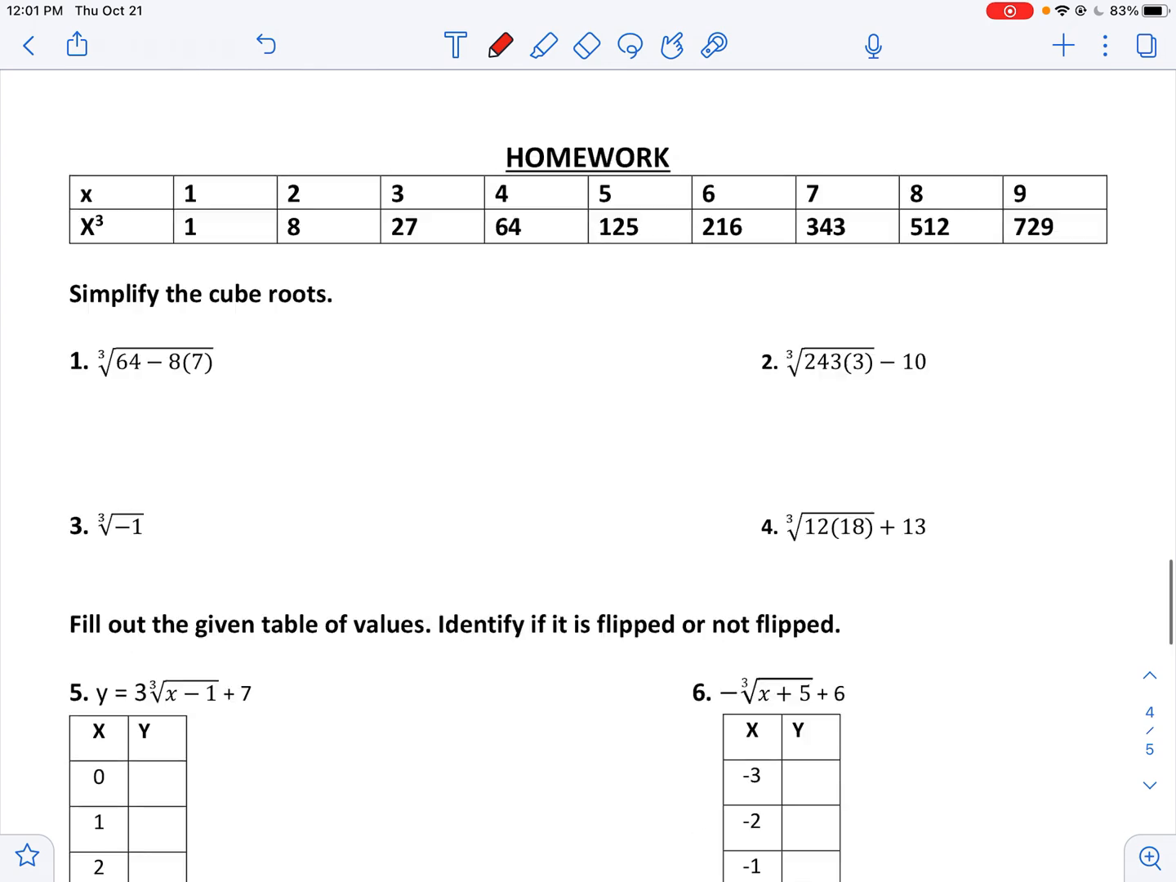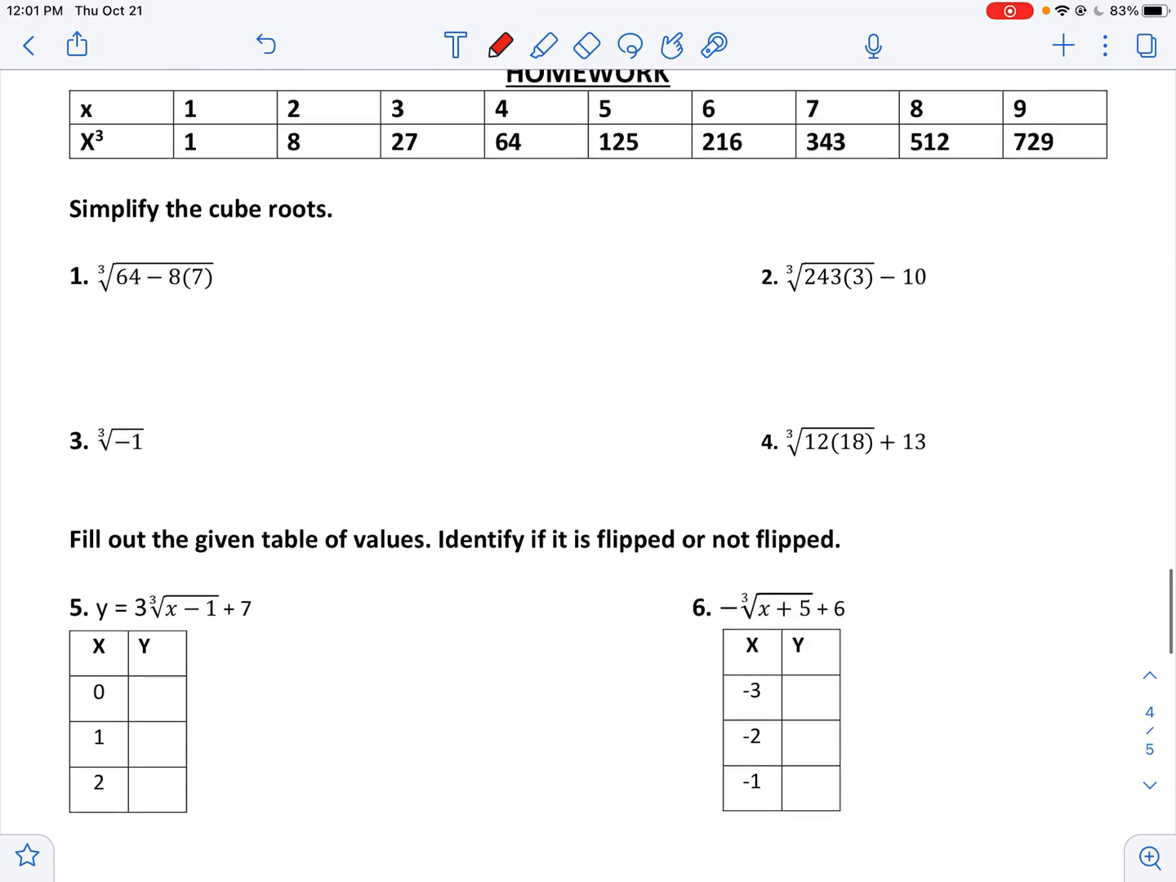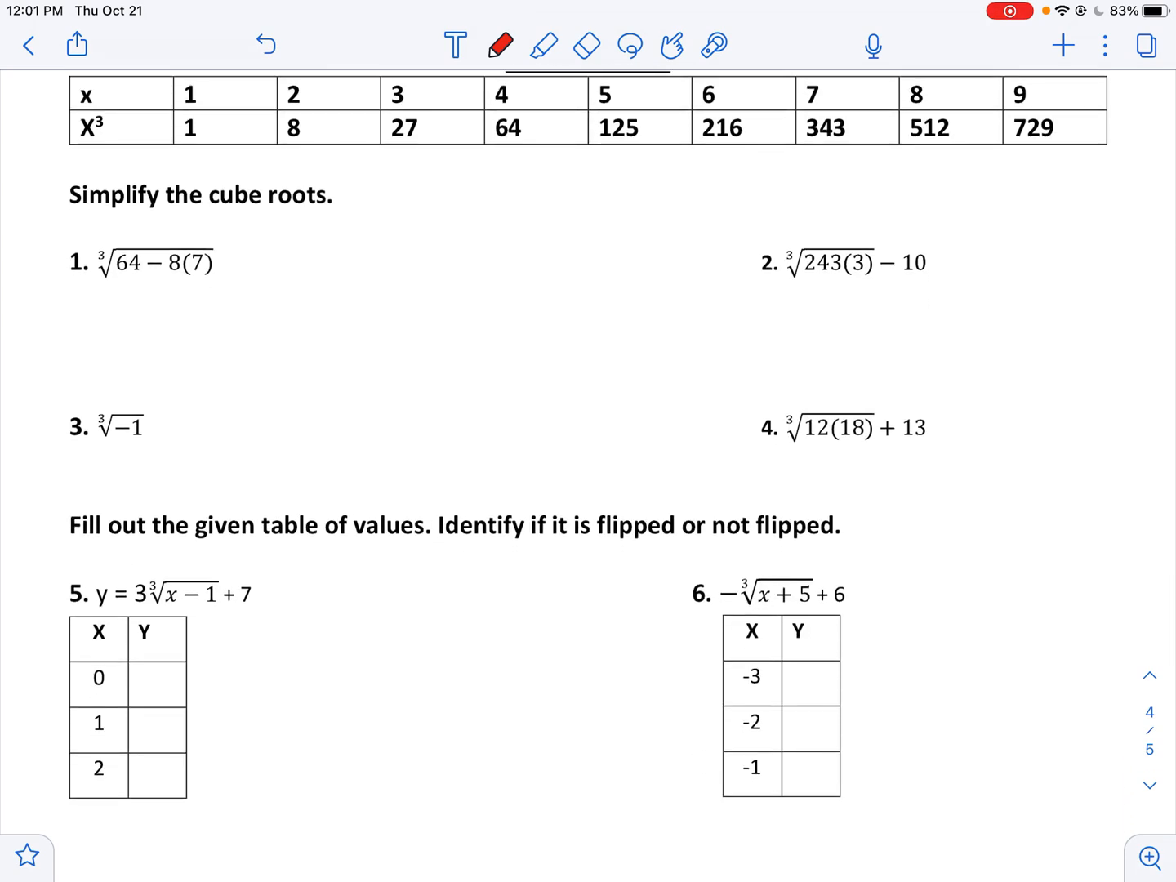If you'd like to try a couple more problems, here are 4 more problems you can try. I would pause the video, try these on your own, and then unpause and check your work. So this would be cube root of 64 minus 56, which would be the cube root of 8, which is 2. And again, you can always pause this and try them on your own, and then unpause to check your work.